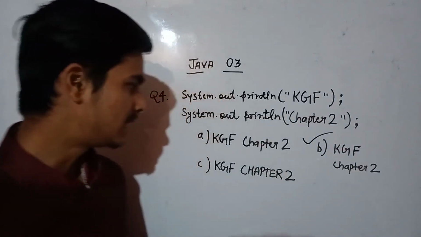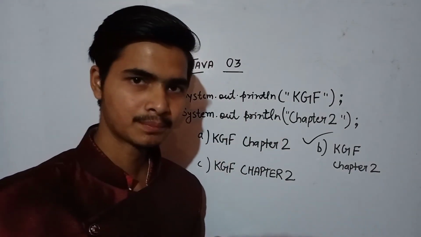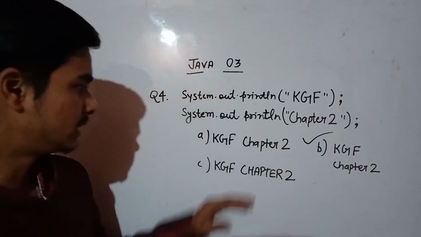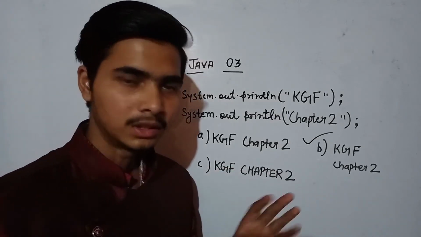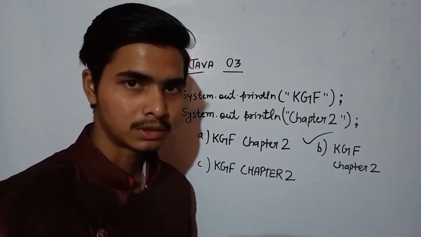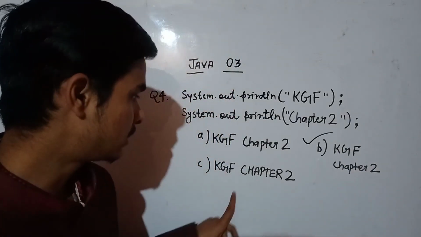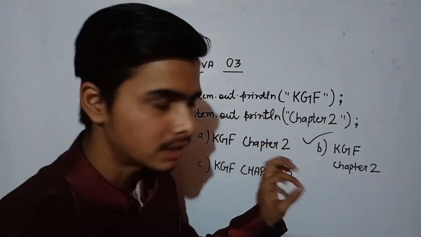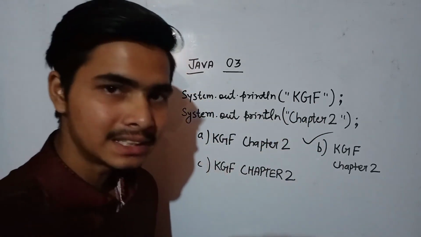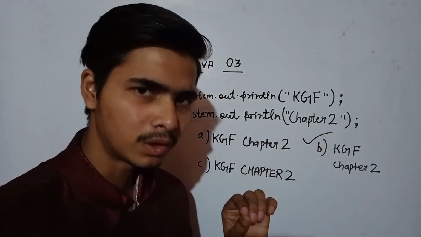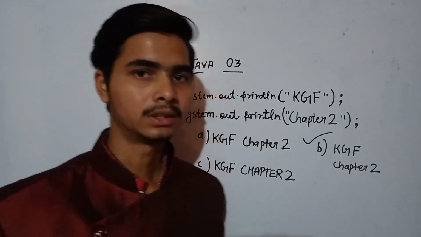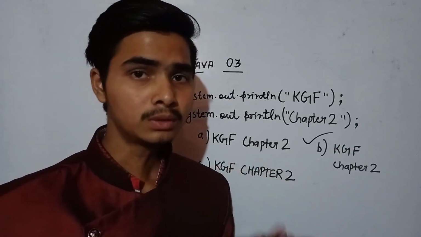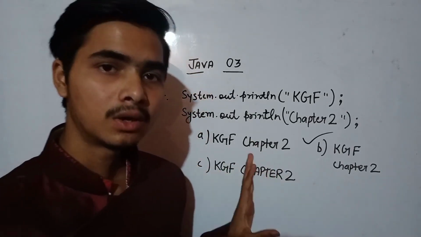Now one more question: is this the answer for this statement? Obviously not. First of all, it is not printed in two lines. It got printed in a single line only. But I want you to concentrate here. Why? Because you can see clearly that KGF is written all in capital letters, but here chapter is written in small and there chapter is written in capital. So you may find these types of options also. So kindly be clear about what the option is.